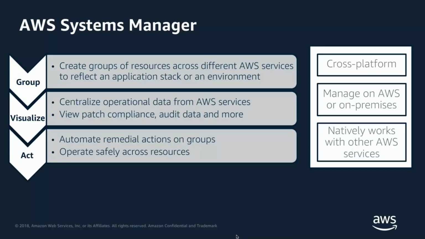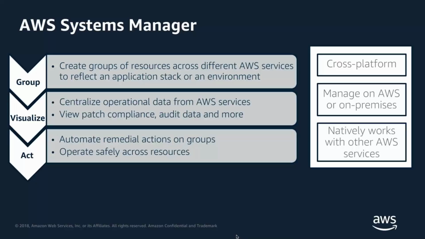Visualizations allow us to centralize that operational data from all these different AWS services into a single pane of glass and be able to view things like patch compliance, audit data, and all sorts of other things. Acting is the intrinsic capabilities that existed in EC2 Systems Manager before. These are all the things like Run Command, State Manager, Maintenance Windows, Patch Manager, all the different capabilities that are intrinsic to Systems Manager, that we're going to learn how to leverage together in order to build a coherent patching strategy.